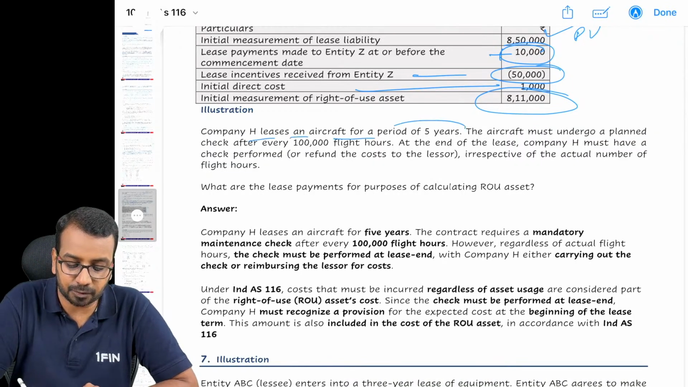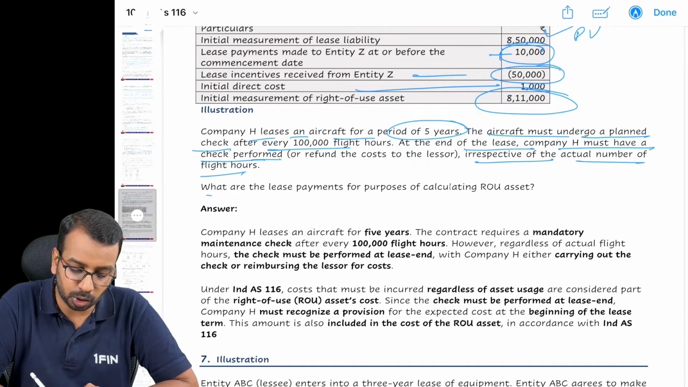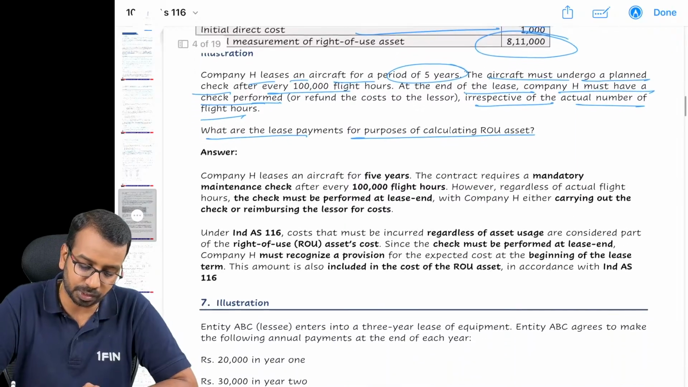Company H leases an aircraft for 5 years. Aircraft must undergo a planned check after every 1 lakh flight hours. At the end of the lease, Company H must have a check performed irrespective of the actual number of hours. What are the lease payments for the purpose of right of use asset?